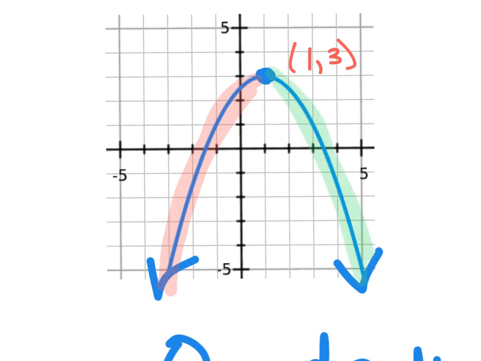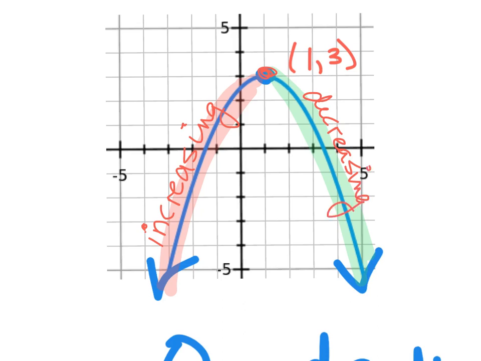I also know that some of you maybe have been writing in whether it's increasing or decreasing next to that part of the graph. So we could say here that it's increasing here to this point, and then on the other side of that point, it's decreasing.